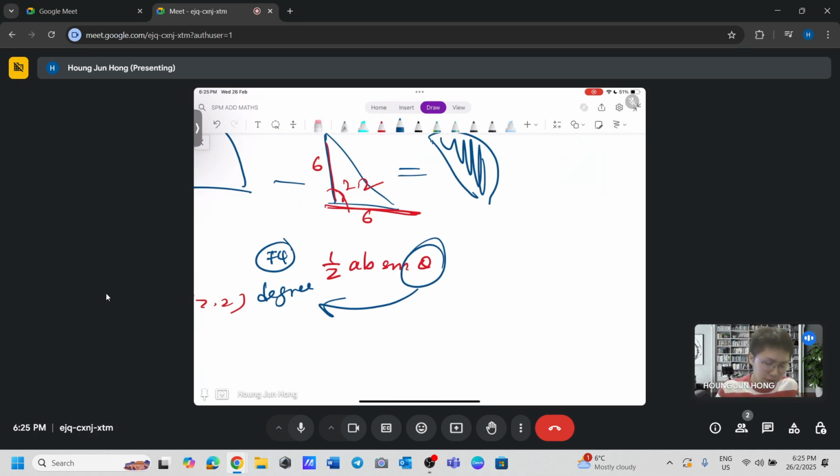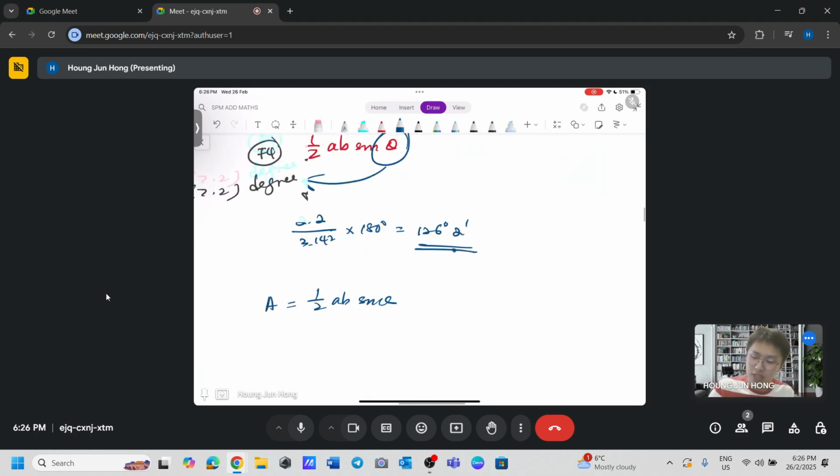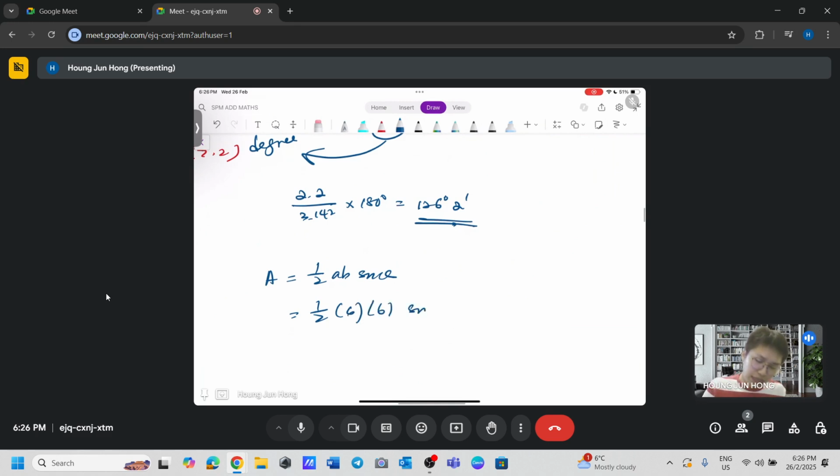If you want to change to degrees, very simple, just convert it first. 2.2 over 3.142 multiplied by 180, and you will get 126 degrees 2 minutes. Then we're gonna use this to plug into your calculator. So the area is half AB sine theta. AB is just the two sides, so 6 and 6, and then sine theta, you put this. Then finally you will get 14.56.